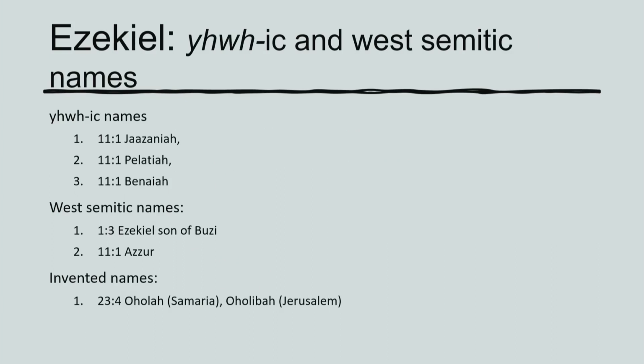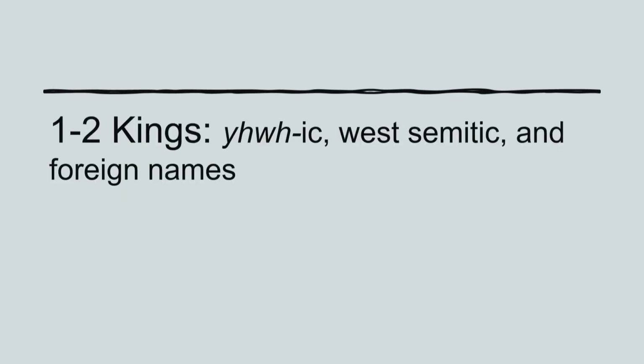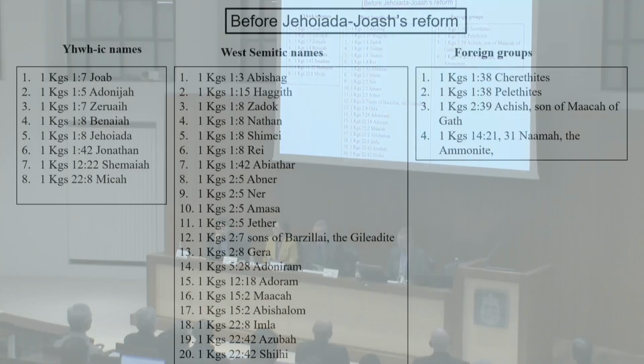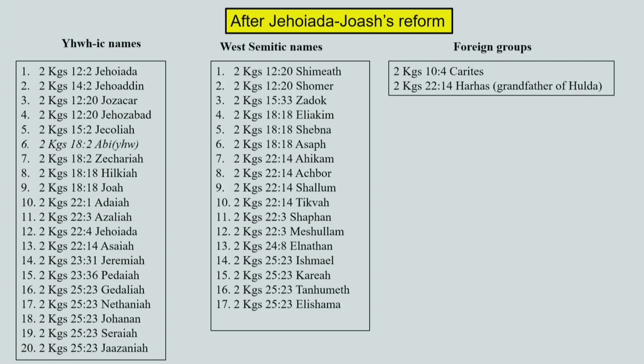If you go to Ezekiel, there are very few names, but some of them are Yahwistic, some of them are West Semitic. There are no foreign names. In First Isaiah, you have more Yahwistic names. Only 2 of them are West Semitic names. And the situation in 1st and 2nd Kings is much more complex. When I look at all the names in 1st and 2nd Kings, I found a very strange pattern. Before the Jehoiada-Joash reform, which is sometimes dated about 830 BC or the end of the 9th century, you see that Yahwistic names are few, and West Semitic names are many, many. After the Jehoiada-Joash reform, the number of Yahwistic names all of a sudden increases, and West Semitic names decrease, and there are also foreign names, foreign groups, that you can find in this corpus. The situation is much more interesting.